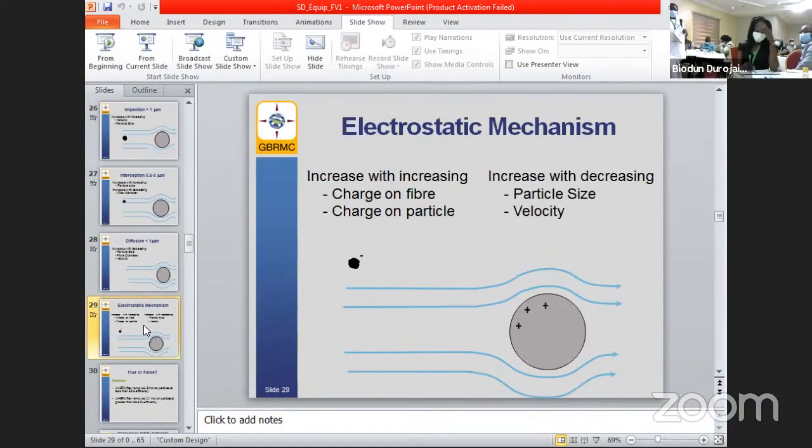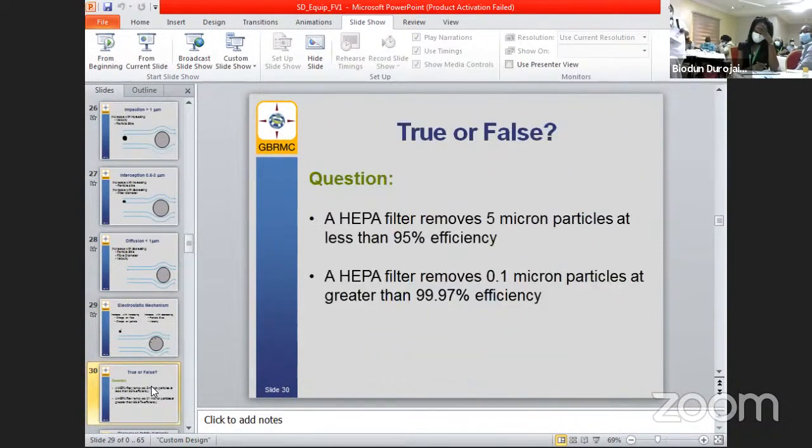So the question we have come to face now: is it true or false? A HEPA filter removes 5 micron particles at less than 95%. A unanimous false. Is it also true or false that the HEPA filter removes 0.1 micron particles at greater than 99.97%? Thank you for saying that it is false.